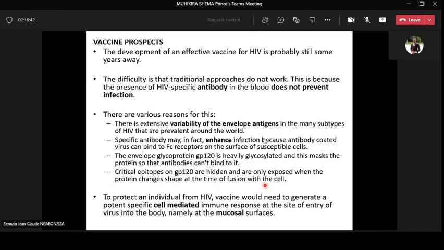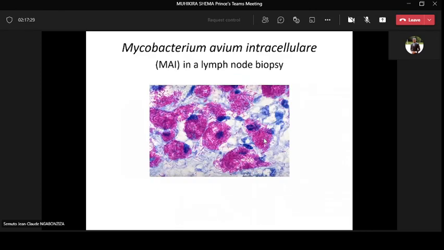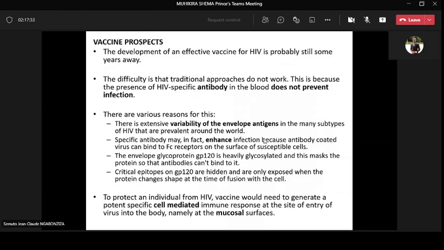So, vaccine prospect. There is no hope yet; although people have studied a lot, there is no hope that a vaccine will be available soon. Antibody does not prevent infection. There are various reasons for this, such as variability of the envelope antigen. So good. Any question on HIV? Any question on retroviruses and HIV?